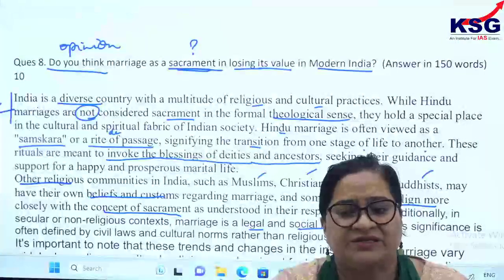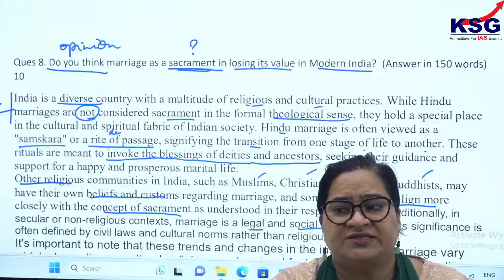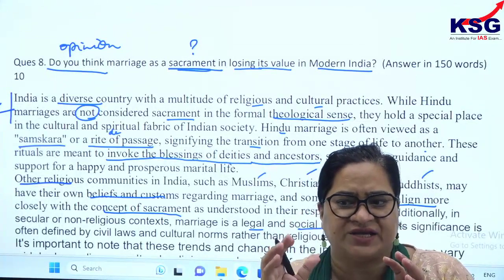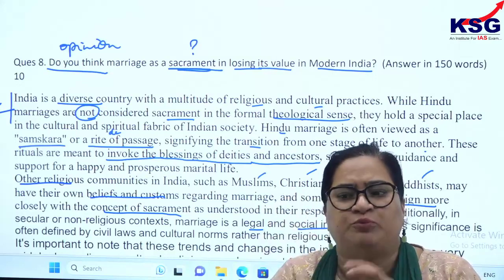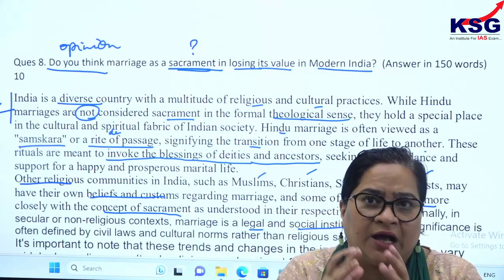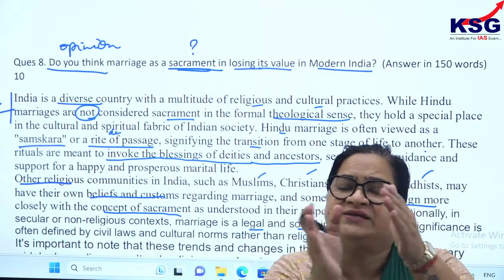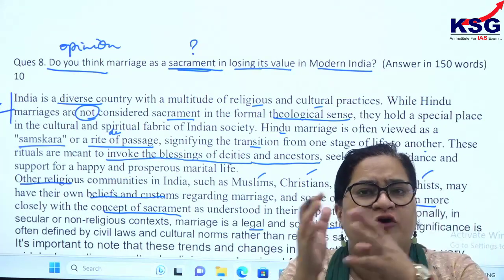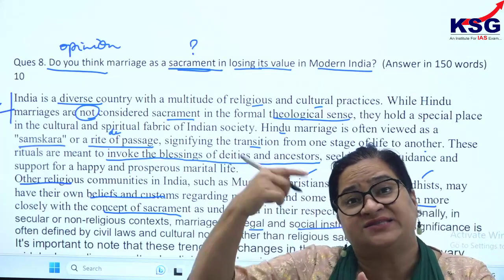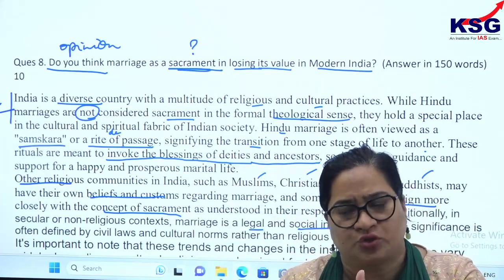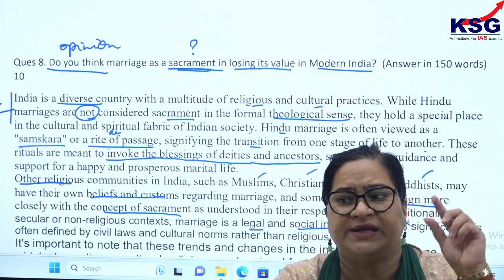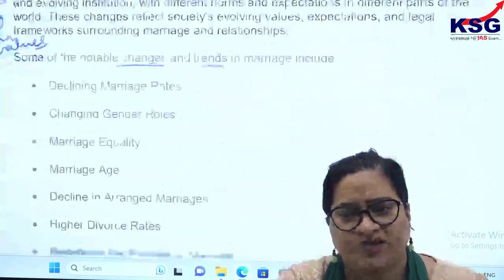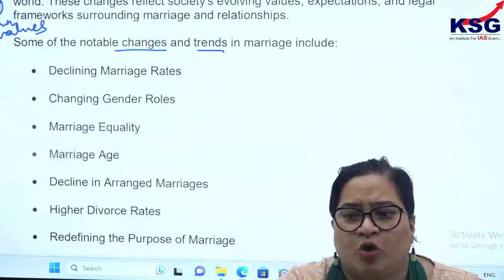Just memorize this question: do you think marriage as a sacrament is losing its value in modern India? So first you are debating over the issue of sacrament, then you are coming up with the insight that marriage is still maintaining continuity of traditional practices and various types of customs, and at the same time undergoing change. Okay, so this component of continuity and change is what you end up discussing. So what are the patterns of change which we can see in marriage?